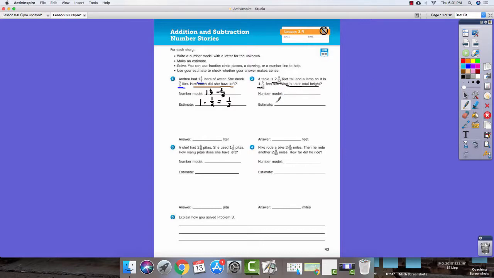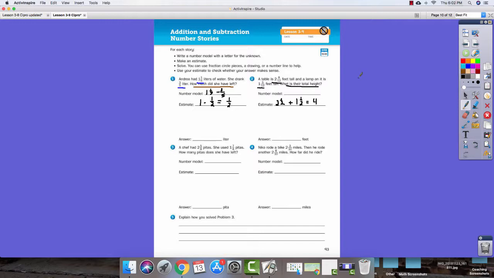So 2 and 8/12, I could say that's reasonably close to 2.5. I could probably even go up to 3, but I'm going to say 2.5 though. I think it's closer to 2.5. Plus 1 and 5/12, I'm going to say is close to 1.5. Okay, and that should get me about 4. 2.5 plus 1.5 is about 4. So let's add these now.